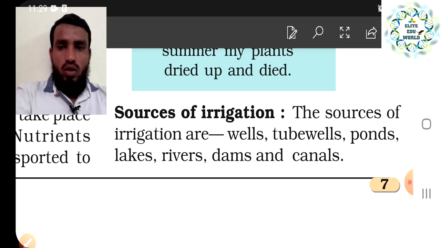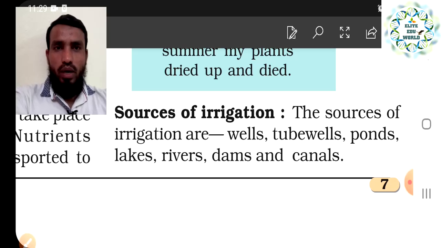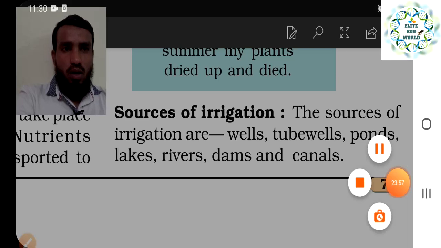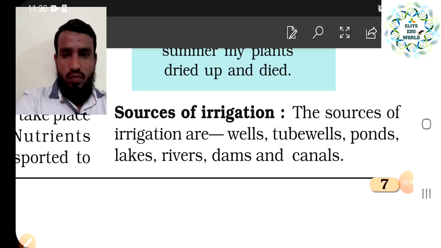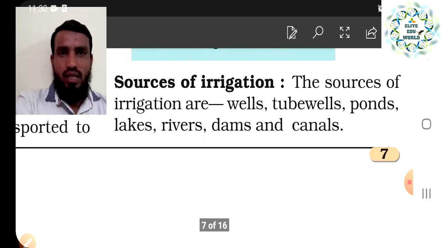Now you have to provide the water, but what are the sources from where you can get the water to provide to your fields? So now we have to discuss the sources you have to keep in your minds. Number one, the sources of irrigation are from where we are getting the water.